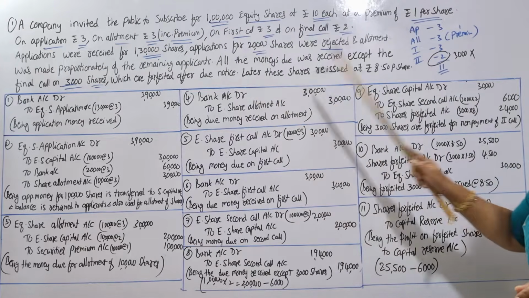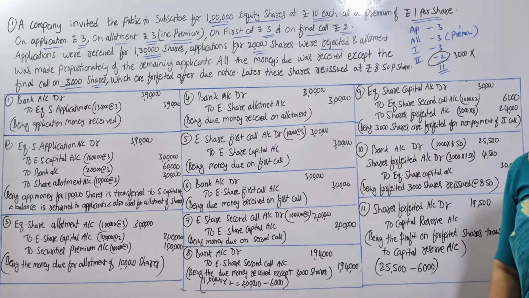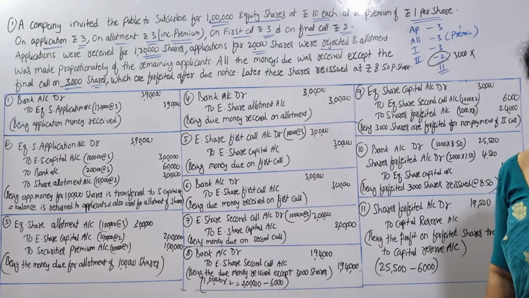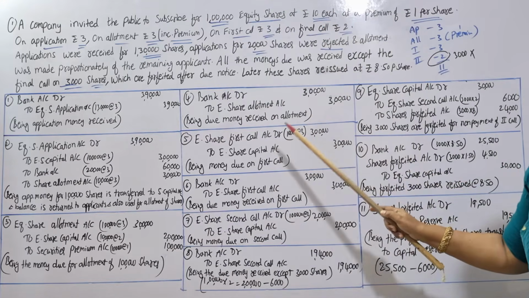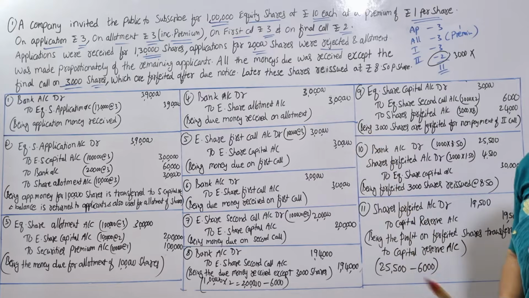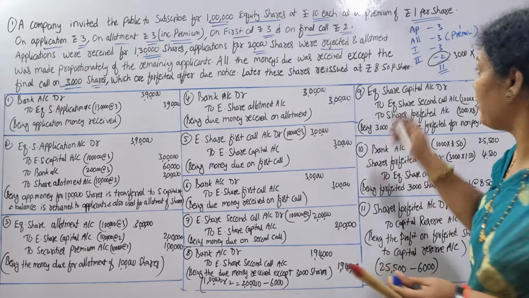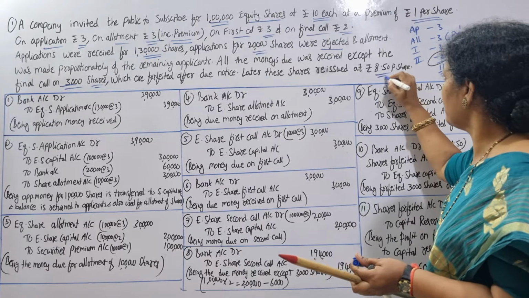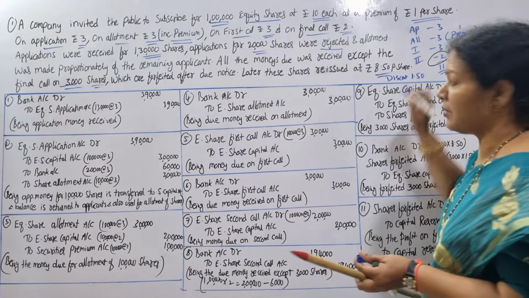Later these 3,000 shares were reissued at 8 rupees 50 paisa. Actual cost is 10 rupees. These forfeited shares we are issuing at 8 rupees 50 paisa. It means there is a discount of 1 rupee 50 paisa. Remember, a discount of 1 rupee 50 paisa.